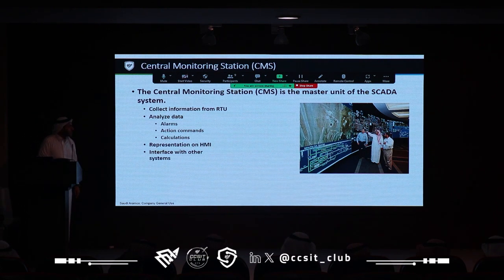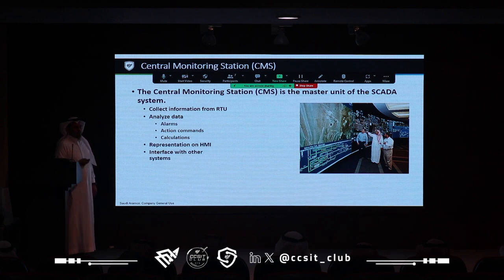We will talk about the central monitoring system, SCADA, the master unit. What is this master unit doing? It's collecting information from RTU, getting the data and analyzing this data, applying the alarm setting, doing the action command. That's what you need to do.